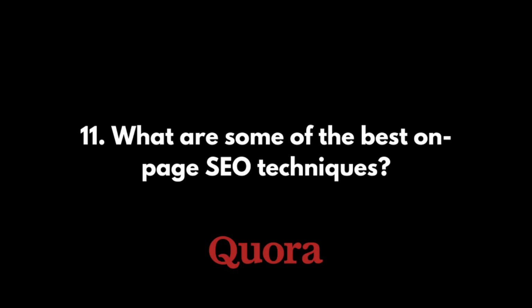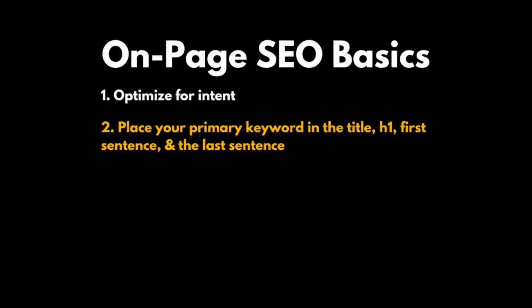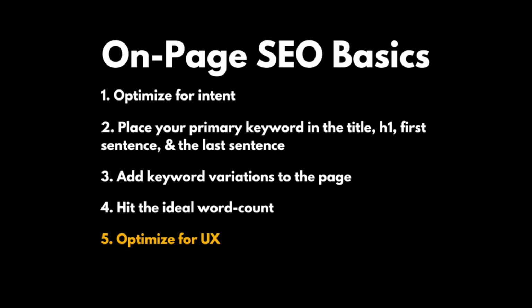The next question is, what are some of the best on-page SEO techniques? So the most important on-page SEO technique is creating a page with the intent in mind. But after that, you should place your target keyword in the most important locations, such as the title, your H1, first sentence, and last sentence. You should then use SERP to add keyword variations to the page. And as I mentioned above, you should use it to identify the ideal word count. But with that said, none of this will matter if your page doesn't load fast, isn't mobile friendly, and has a poor user experience. So now let's move on to some Quora questions about link building.